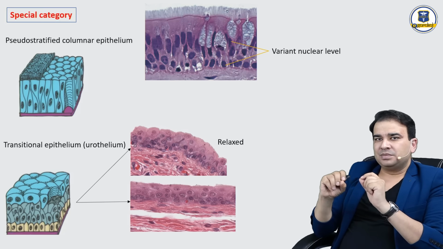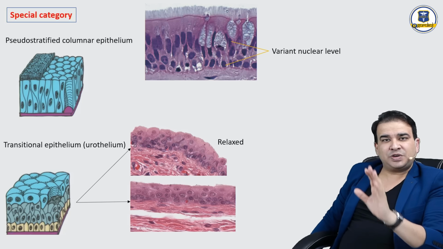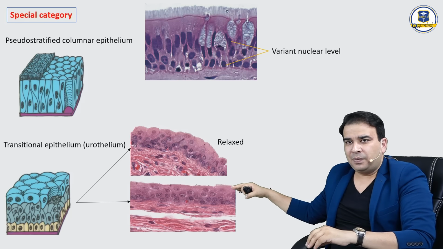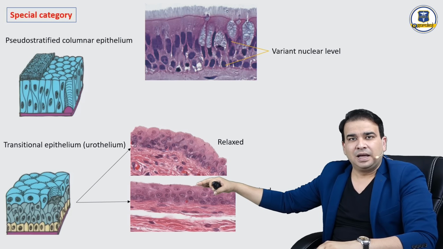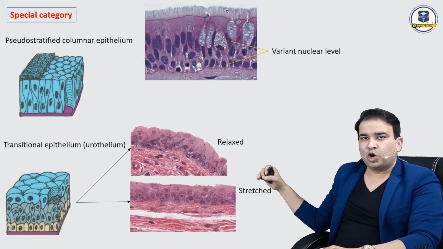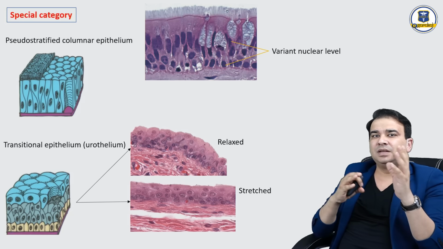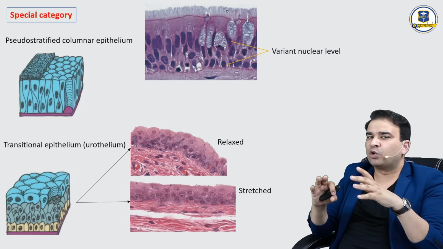The only problem comes when you are looking at the picture of a stretched urothelium. When you look at the stretched urothelium, the upper layer looks flat. It looks like squamous only. So you have to be a bit careful about differentiating between the stratified squamous and the stretched urothelium, because they look more or less the same.